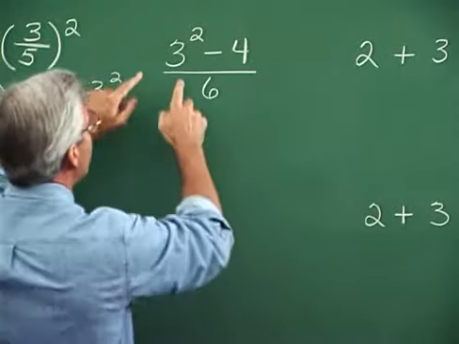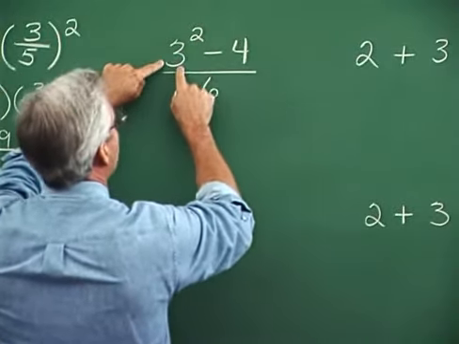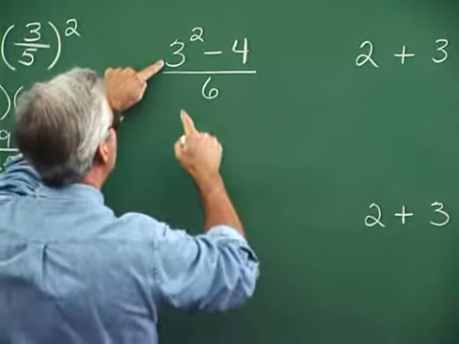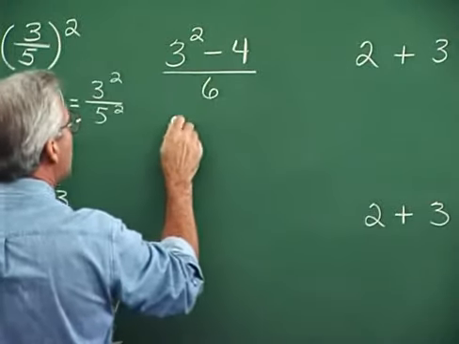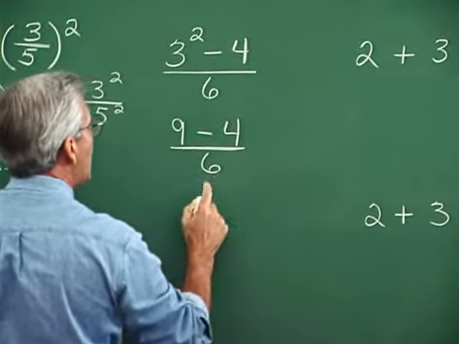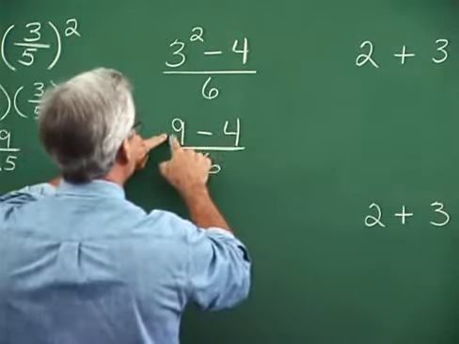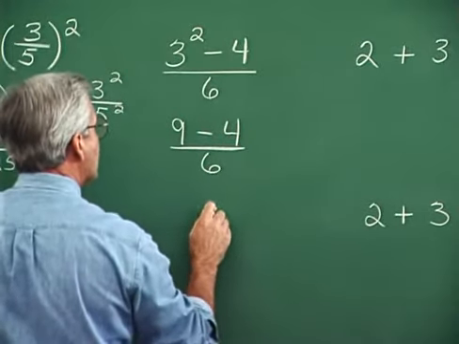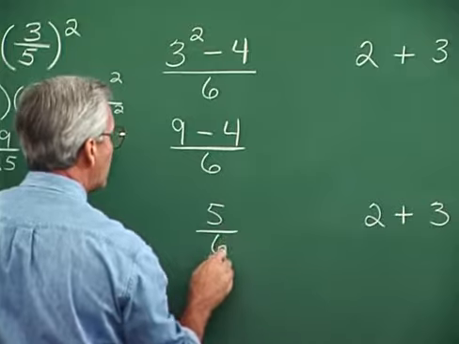Our order of operations tells us to square first. We take care of exponents before we take care of other things in a problem. So 3 squared would be 9, and we'll write this then as 9 minus 4 over 6. And now this 9 minus 4 in the numerator will be handled as 5, and then bring down the 6.